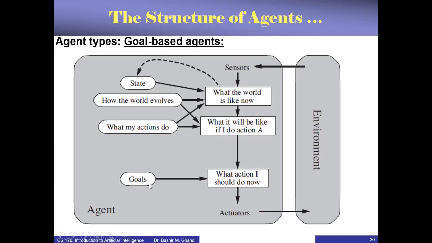So here you can see we have replaced the condition-action rule with goals. It is the goal that will help, in addition to, of course, the internal state, to determine what action it should do next before it finally invokes the actuators. All right, so this is the goal-based agent design.